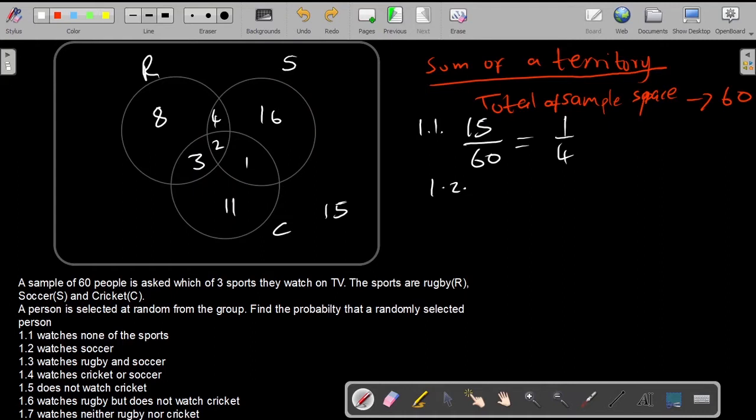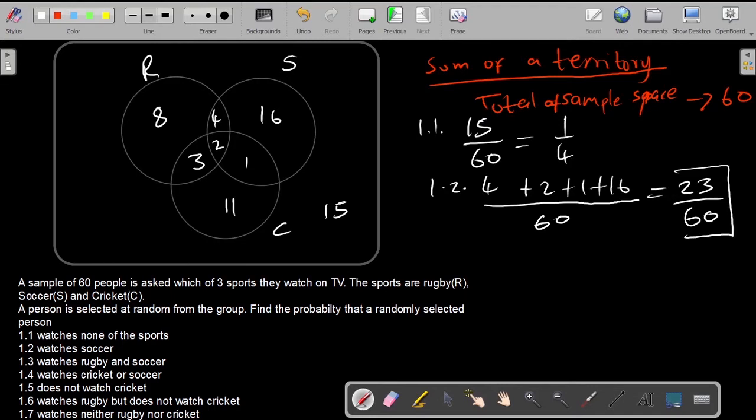And the sum of that is, starting with the 4, you have 4, 2, 1, and 16. Those are the ones that we actually add up: 4, 2, 1, and 16. Then divide by the total of the sample space. So this is 6 added to 16 is 22, plus 1, 23, divided by 60, and that is your answer. We can't simplify this further, so that is that.